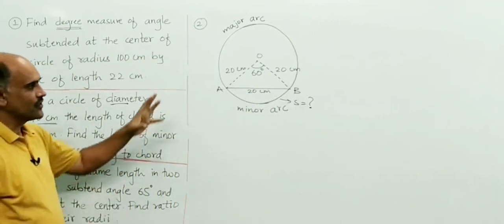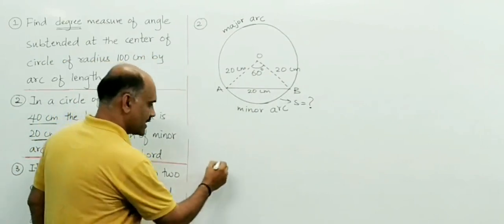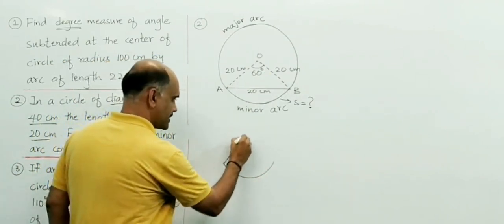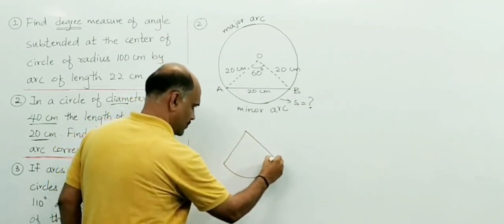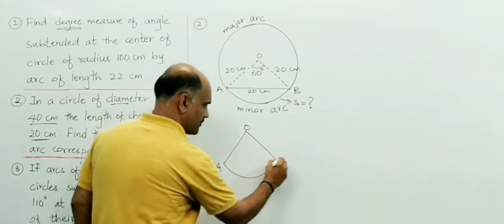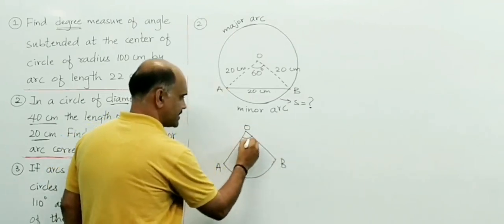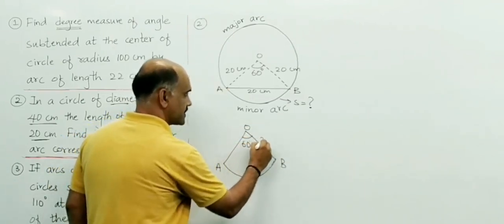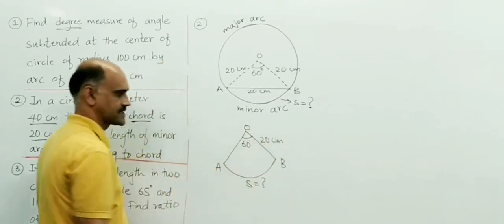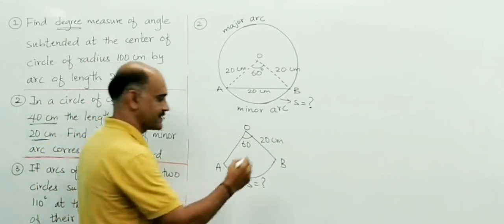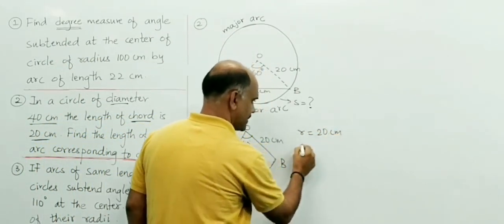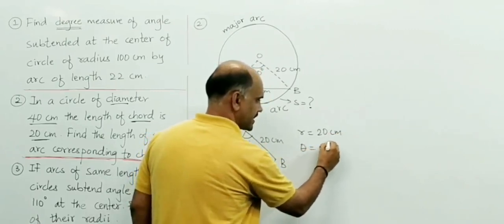So now if you observe, you are required to find AB arc. This is AB. Now this is center O, A, B. This angle is 60 degree. This is 20 centimeters. You are required to find S. So he has given R. R is 20 centimeter. Theta is 60 degree.